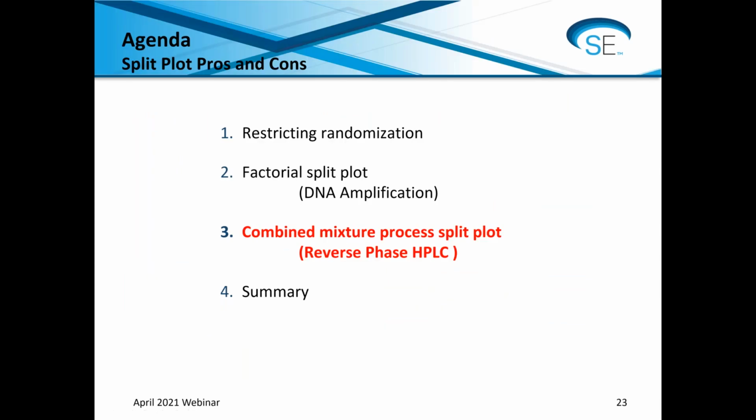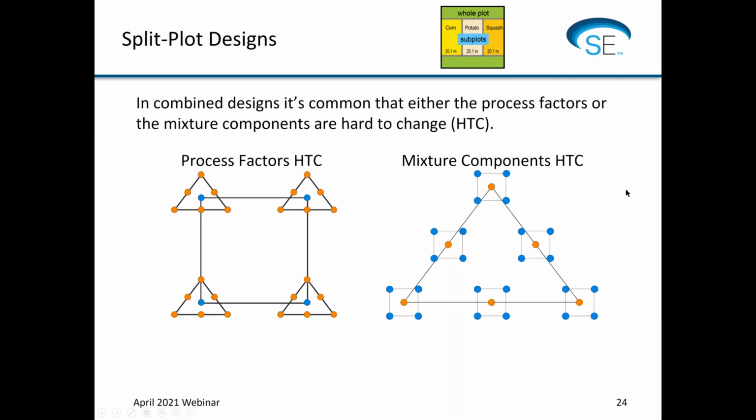Now let's look at doing a similar process, but with a different design. I wanted to do a response surface design, but I also wanted to do a mixture design. So I decided to just do them both. Remember, mixture is just a special case of a response surface. And when you study mixtures and process factors, it seems like most of the time one or the other is really hard to change, and you have to do a split plot. So this is a pretty common case.